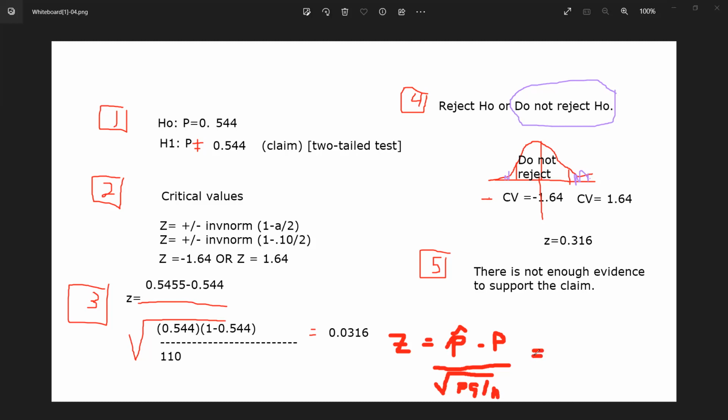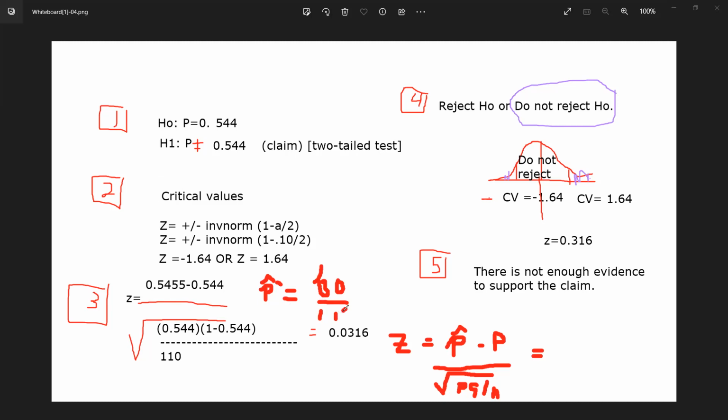Your P hat was, remember that X and that N. So P hat here was equal to 60 out of 110. And that's where we got, whoops. Is this for step 3? This is for step 3. I put it in with the givens as well, but if you forgot to compute it, you can compute it here when you do the formula. That's fine.